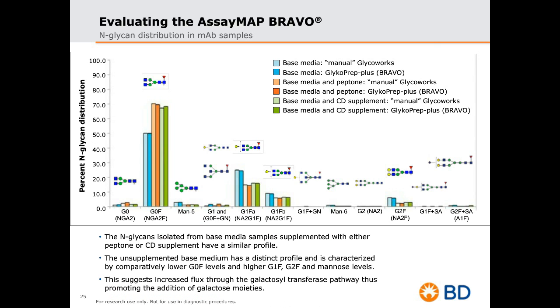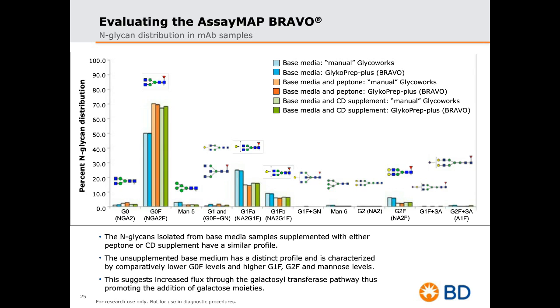As I mentioned in the previous slide, here we have all of the data plotted on a single chart. The blue bars represent the base media data. The red bars represent the base media and peptone data. And finally, the green bars show the base media and CD supplement data. The lighter shade for each color represents the manual methodology, and the darker shade represents the automated methodology.